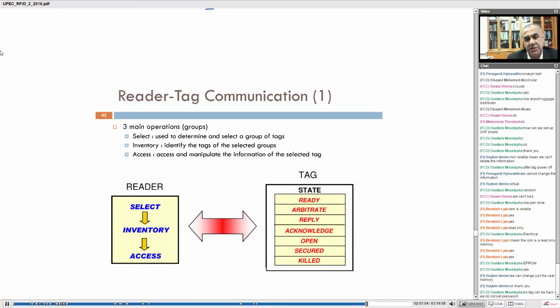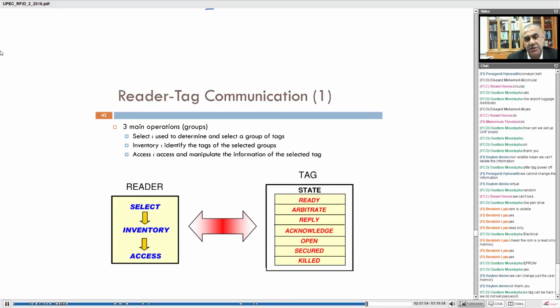So there are 3 groups of commands for the reader-tag communications: select, inventory, and access. This is the group of commands. So a tag can be hacked if we do not set a password. Yes, and this is the problem. So you can use encryption and coding with a password to be sure of that.